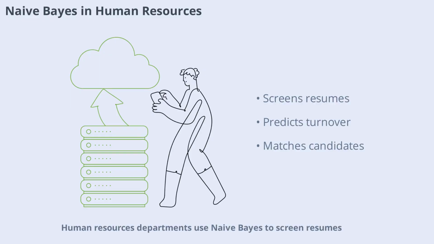Human resources departments use Naive Bayes to screen resumes, predict employee turnover, and match candidates to job openings. By analyzing applicant data, the algorithm streamlines recruitment and improves hiring decisions.